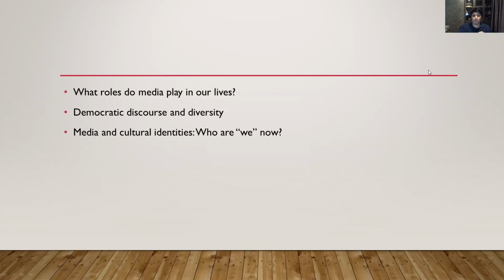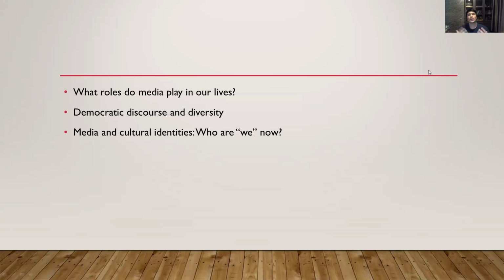So in this week, we'll be mainly covering three things. First, we will be looking at what roles media play in our lives. We'll be looking at the roles that the media has to play, how it fits into our daily lives, and probably we will also be looking at the roles of media in relation to intercultural communication as well. The second topic that we'll be looking at is what we call democratic discourse and diversity.